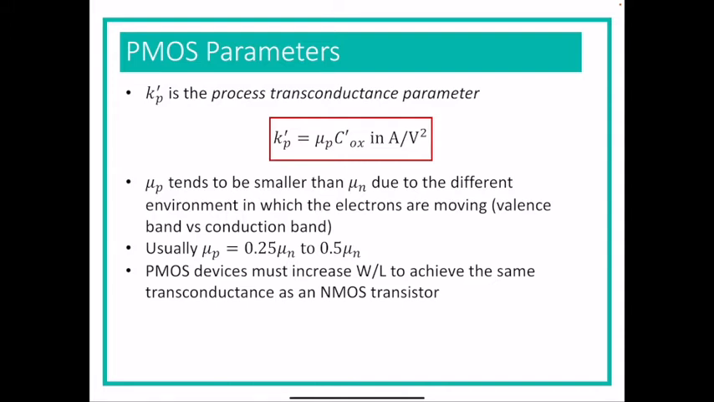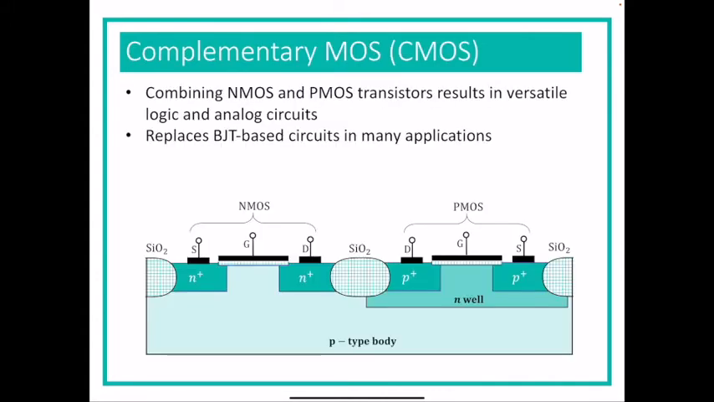One of the things to note is that the mobility of electrons in the valence band is different than the mobility of the electrons in the conduction band. Generally, valence band electrons have a lower mobility, which means that the process transconductance parameter is going to be different in PMOS devices. So the W/L ratio has to be increased in order to get the same transconductance. If you have an N substrate with a P channel, that is a difference between them. It just has to do with the mobility of the electrons in the different environment.